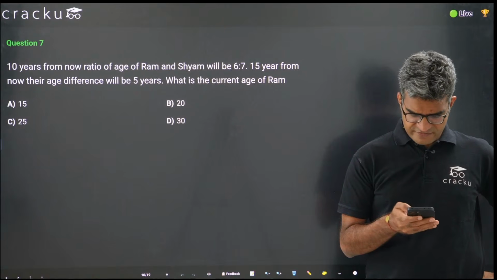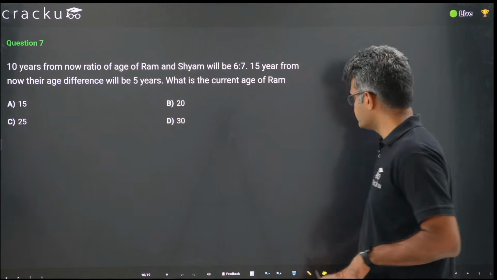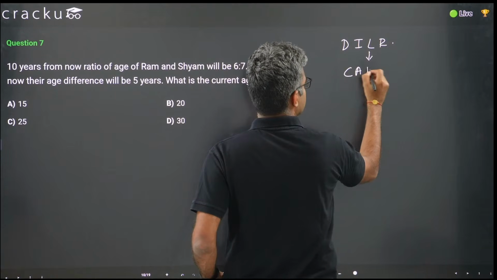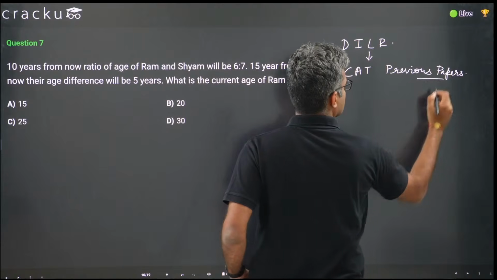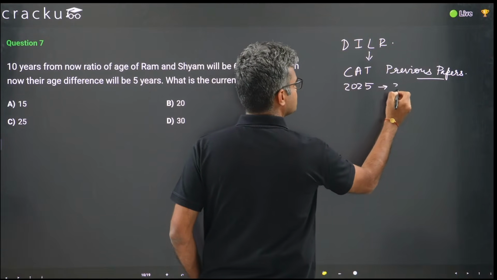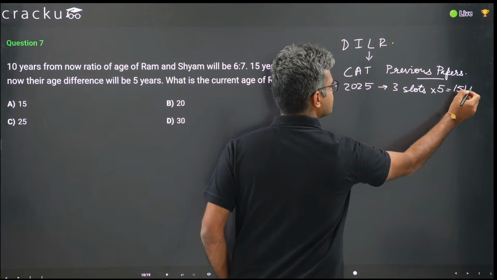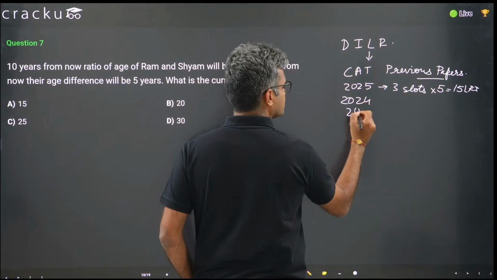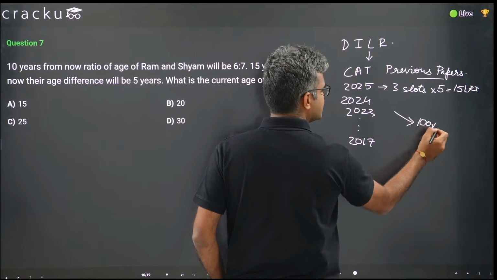Okay, any strategy for fresher DILR? One thing I would definitely tell everybody to do with respect to DILR is prepare from CAT previous papers. I think this is the best source for you to prepare for DILR. If you are looking at just CAT 2025, there are 3 slots. Each slot will have 5 LRDI sets. So here you are getting 15 LRDI sets. Then you have 2024, you will get another 15. 2023, you will get another 15. You do that till 2017. All of this combined, you will get close to 100 plus LRDI sets.